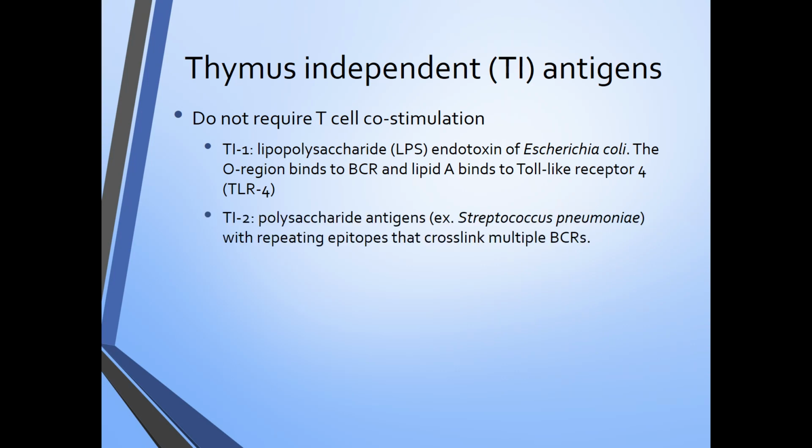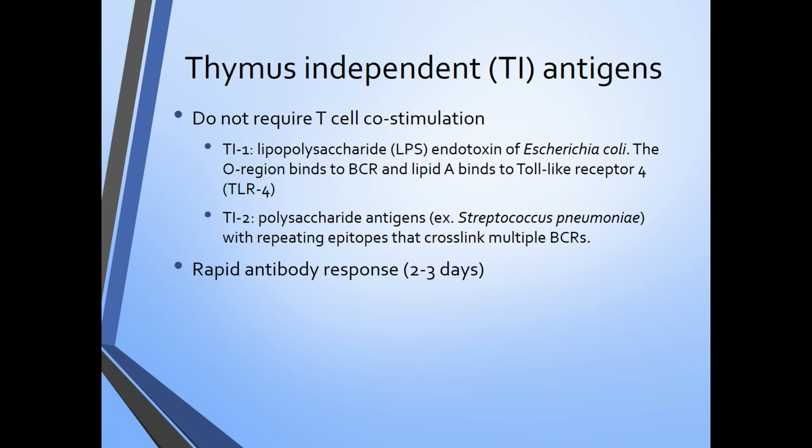The TI2 antigens are typically polysaccharide antigens. For example, Streptococcus pneumoniae has a polysaccharide capsule that coats it, preventing it from being easily phagocytized unless there's an antibody response against it. Polysaccharide antigens have repeated epitopes that cross-link multiple BCRs.